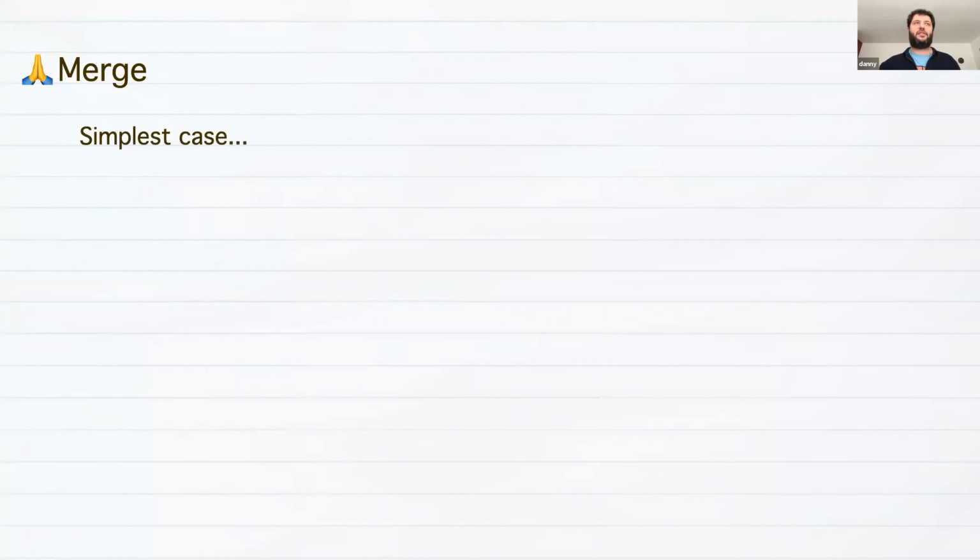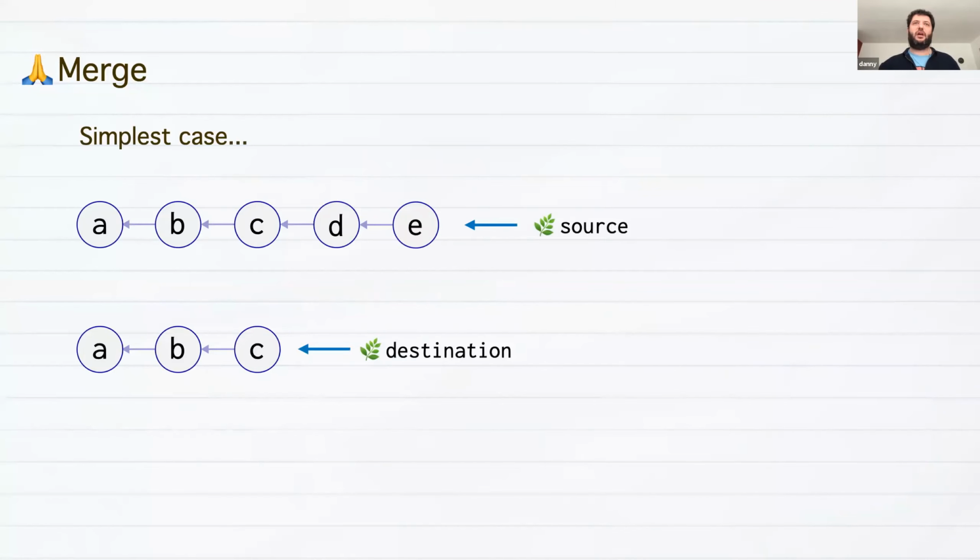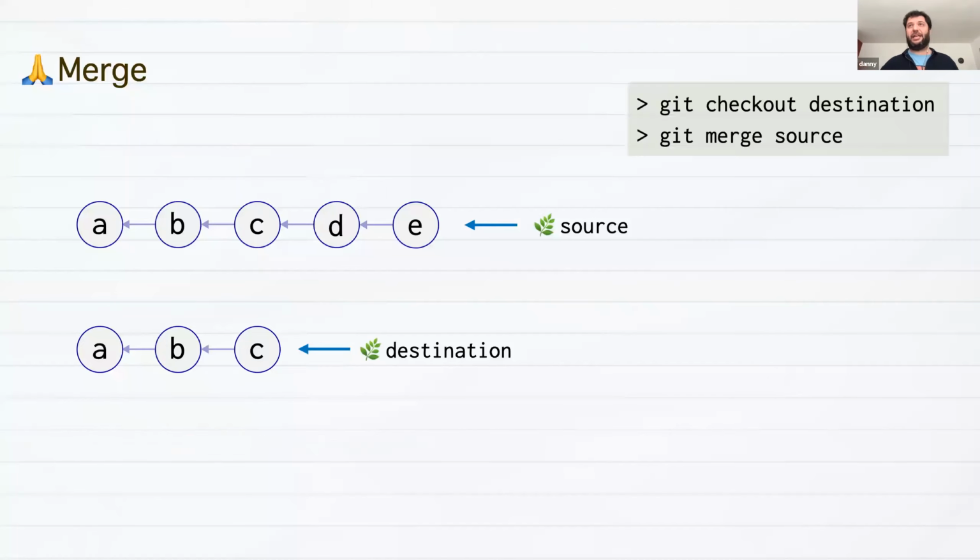So here's the simplest case. Let's say you start with two branches. There's a branch source and a branch destination. And the branch source has D and E, extra commits on it. Destination doesn't have D and E, but all the commits on destination are on source. So in this case, we say that source is ahead of the destination branch, or destination is behind the source branch. Now, in this case, if you were to run git checkout destination and then git merge source, what you're saying is you want the commits that are on source, which are not on destination, to come onto destination.